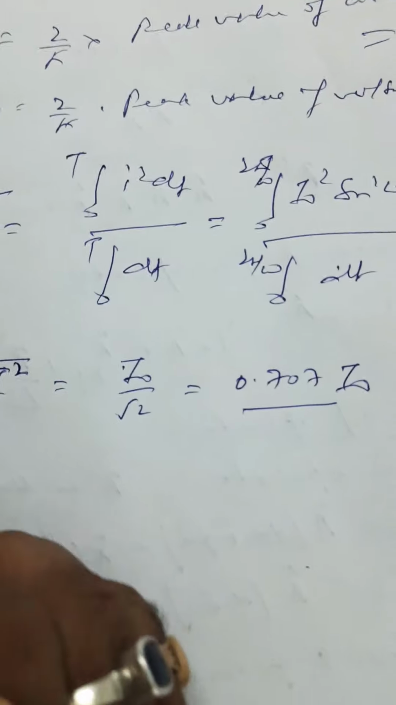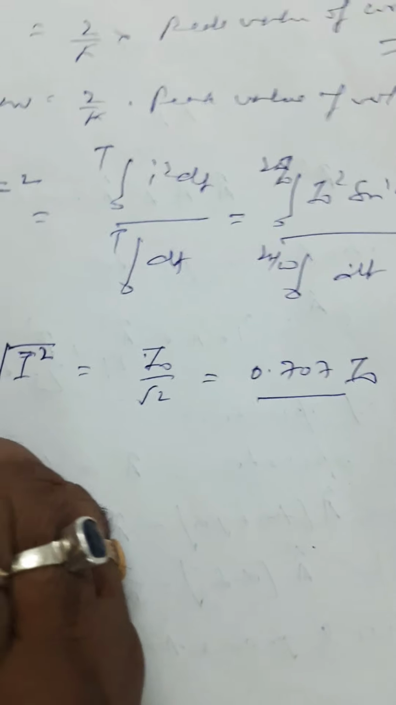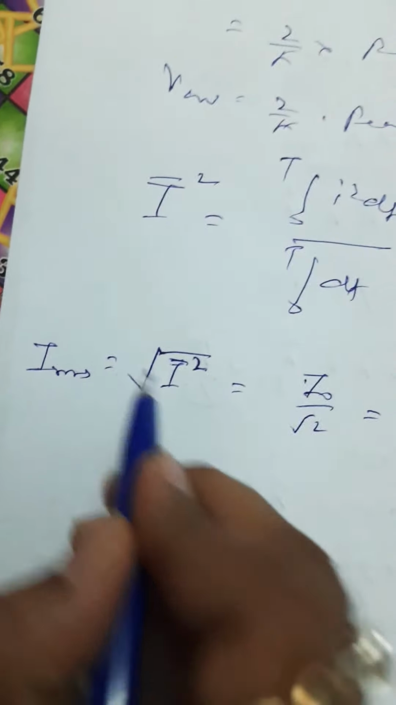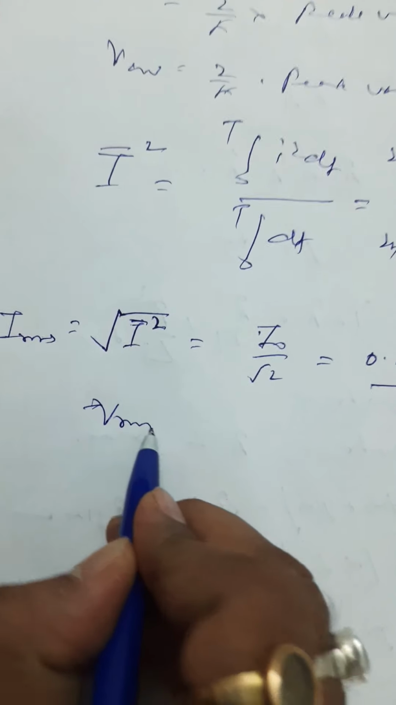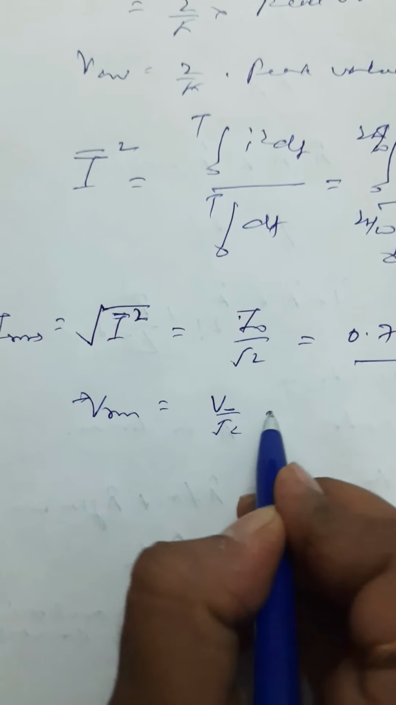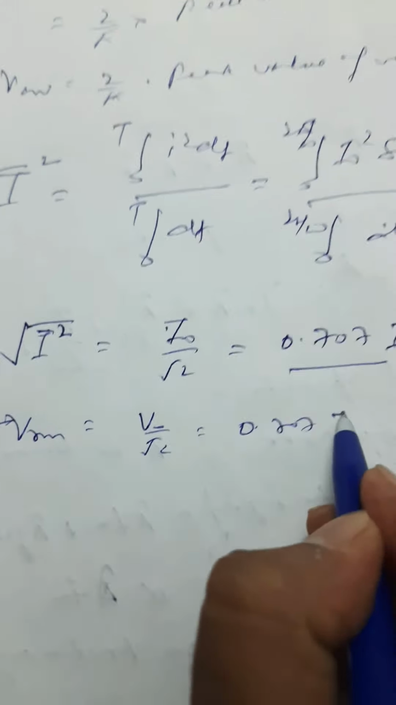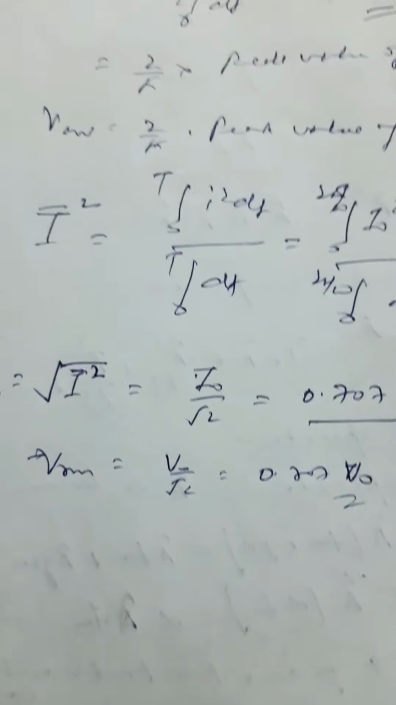That is I RMS. Similarly, V RMS will be equal to V naught by root 2, that is again 0.707 of V naught, which is the peak value.